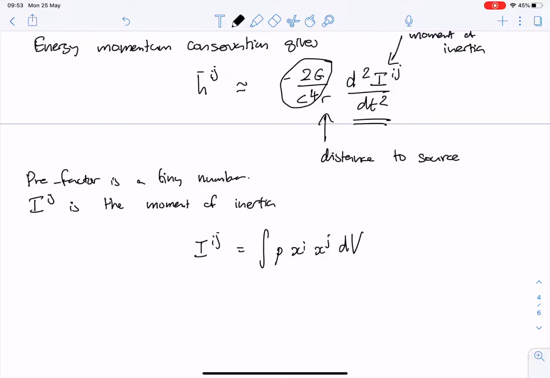Now, of course, if your moment of inertia isn't changing, as we've noted, a perfect sphere rotating, for example, then you don't get any radiation. You only get this in a quadrupole scenario. So this is the moment of inertia tensor, or the quadrupole tensor.